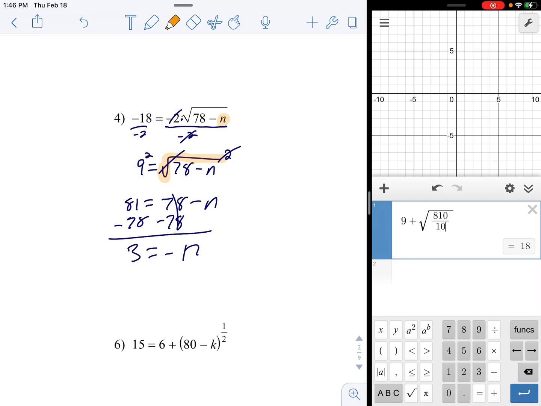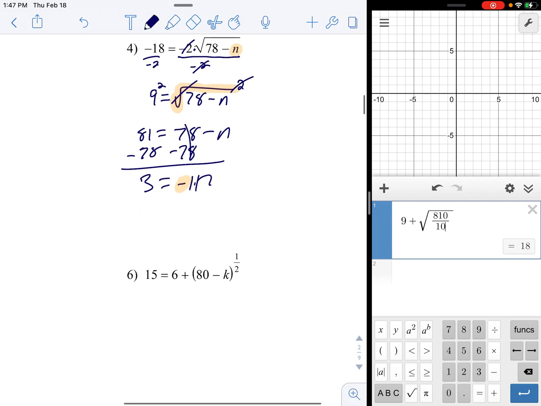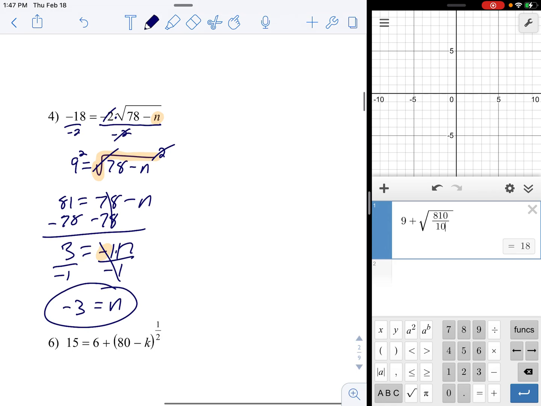Now, n is not isolated. That negative sign is there. We need to cancel out the negative. So just think of this as a -1 times n and divide by -1. To cancel that out, you get n equals -3. That should be our answer.